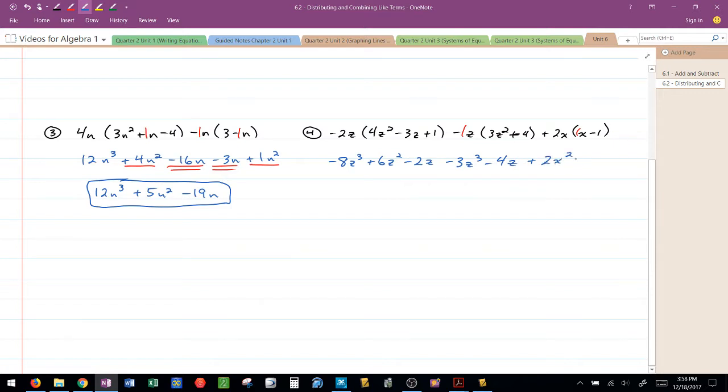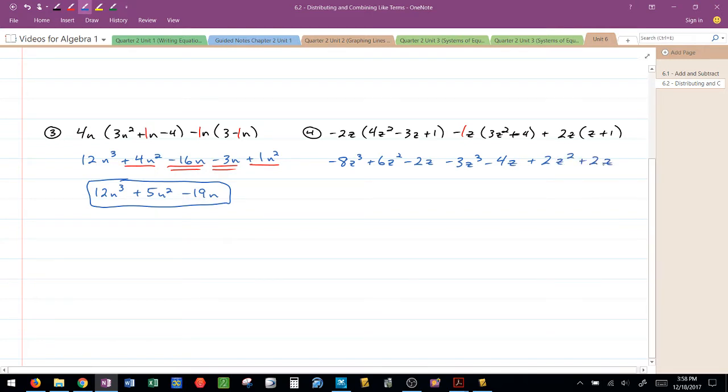2x squared minus 2x. Now, chances are I probably copied this problem down wrong, so I'm going to go ahead and change this. Those probably should have been z's. So I'm going to make that 2z, and I'm just going to make this z plus 1, let's say. All right, so that would be 2z squared plus 2z.